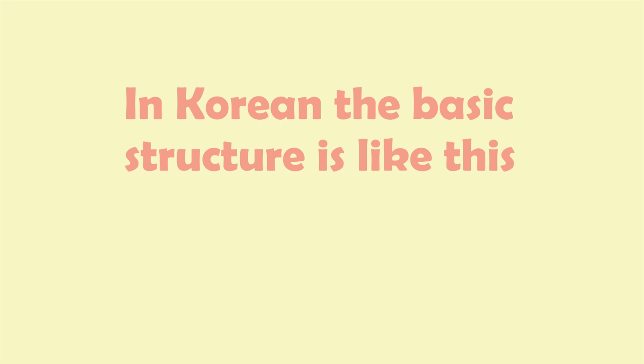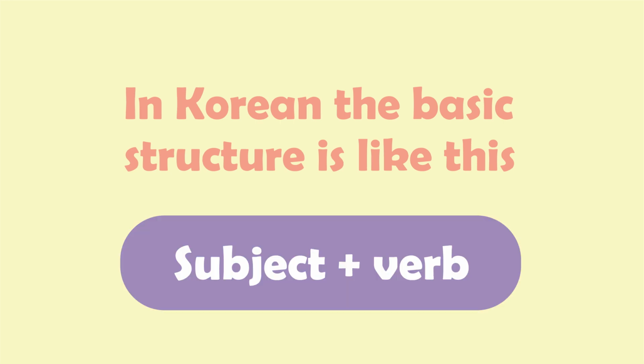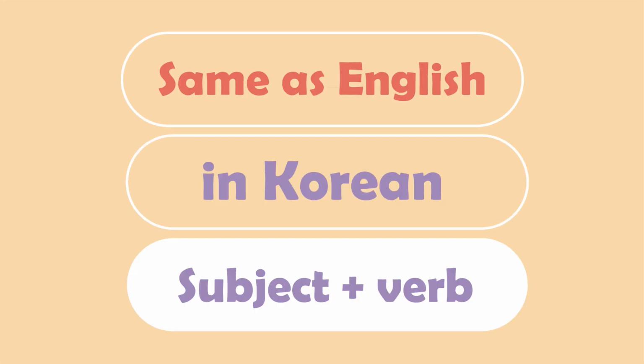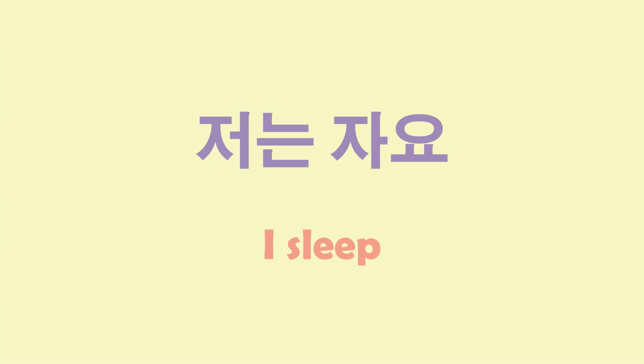In Korean, the basic structure is like this. Subject plus verb. Same as English, in Korean, the subject comes first and then the verb. Look at this sentence. 저는 자요. I sleep.